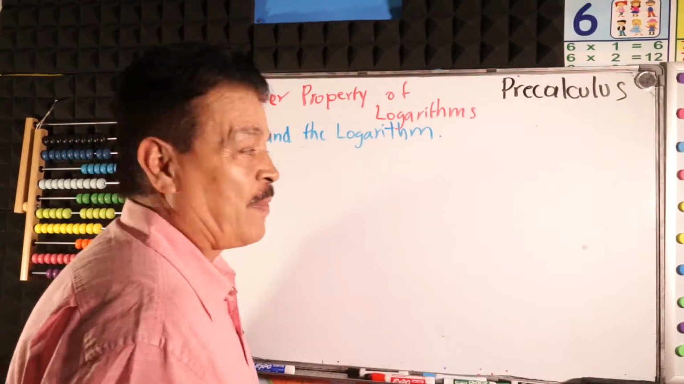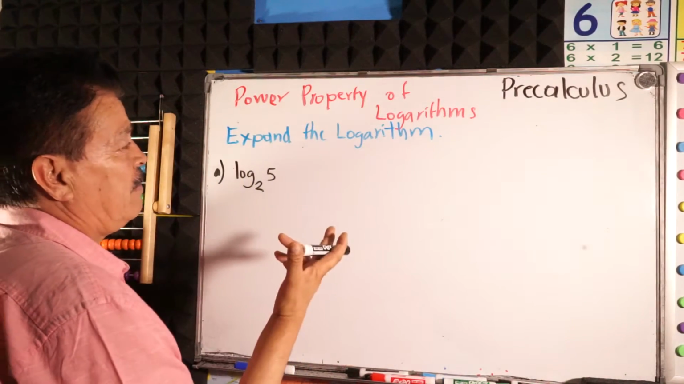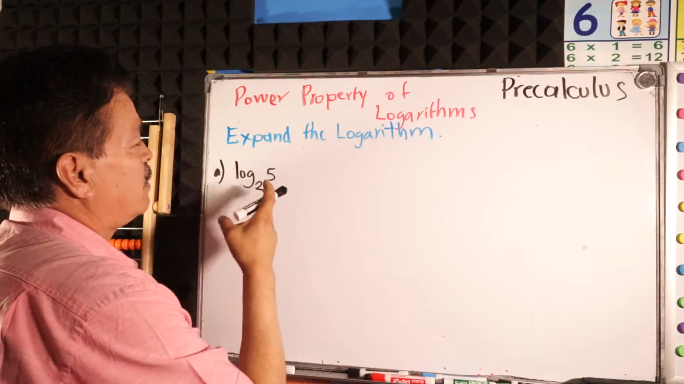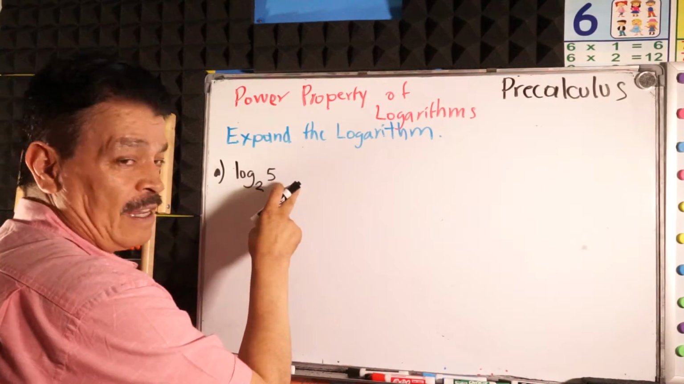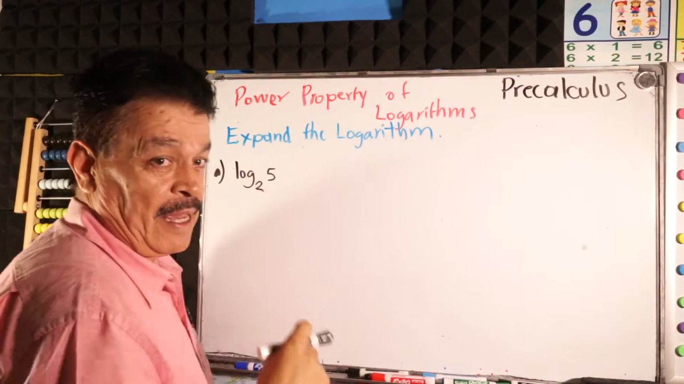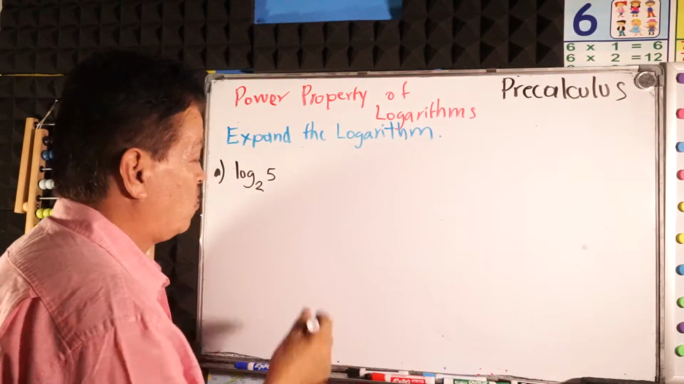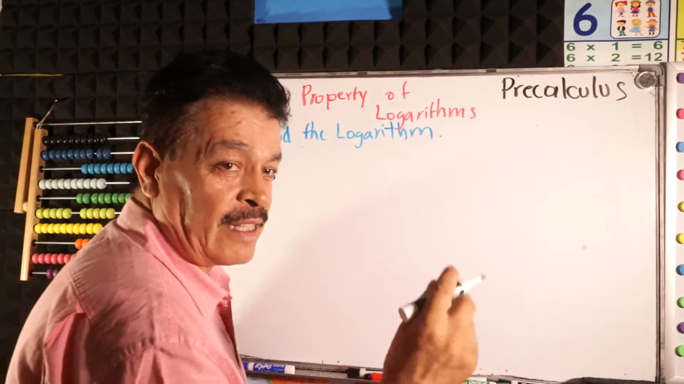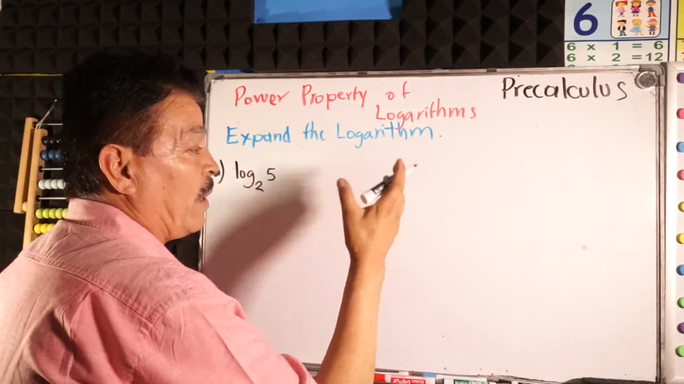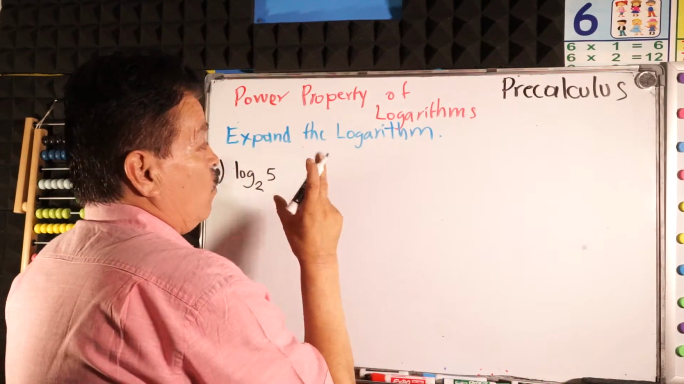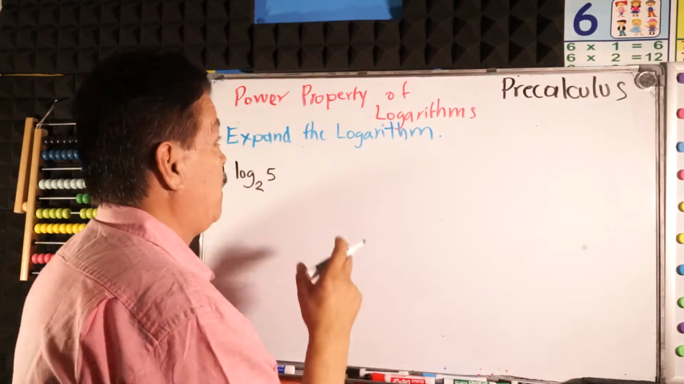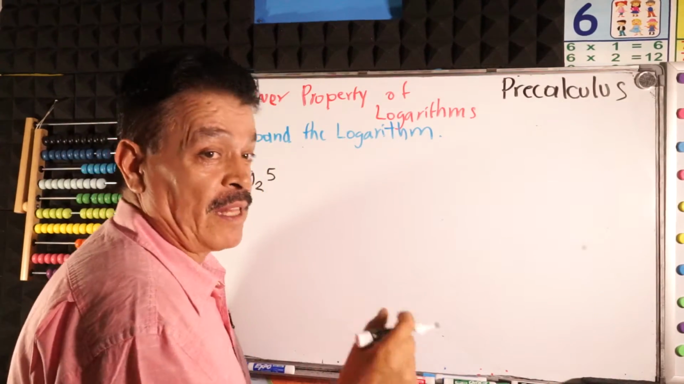Okay. So welcome. We have one problem here. Expand the logarithm of log 5 with the base 2. To solve this problem, it is very important to know what is the rule for working with the logarithms. I mean, the power property of the logarithms.